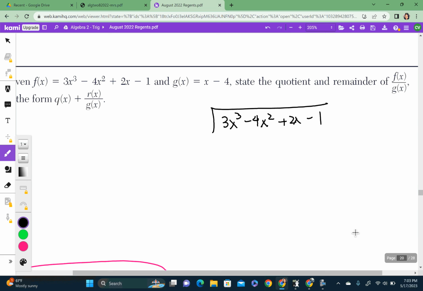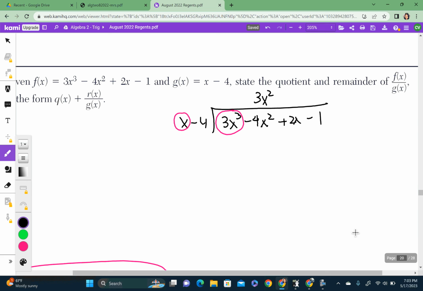First thing I want to check for is 3, 2, 1, 0. Good. And then over here, x minus 4. Okay. So refreshing our memory about how to divide. First thing we want to do is how many times does x go into 3x to the third? And the answer to that is 3x squared. Okay. After you divide, the next thing we do is we multiply.